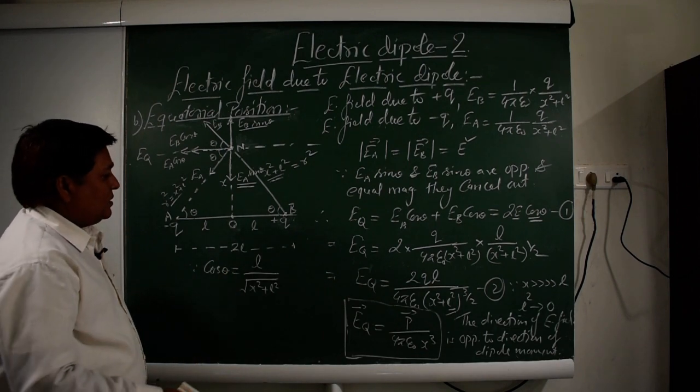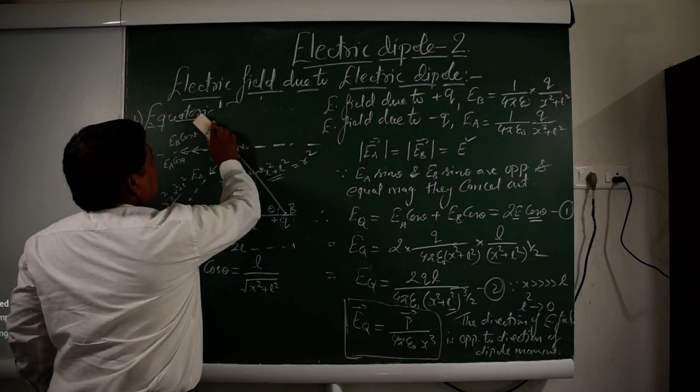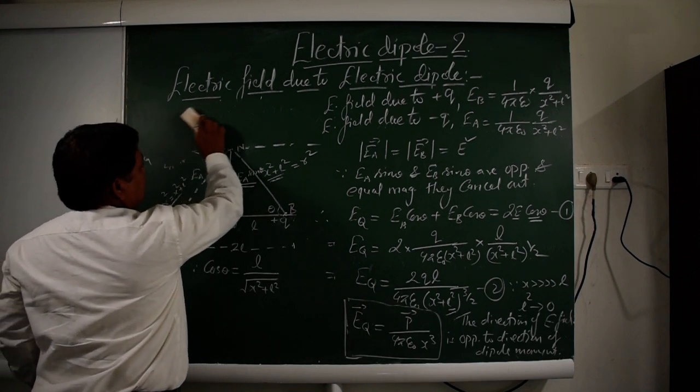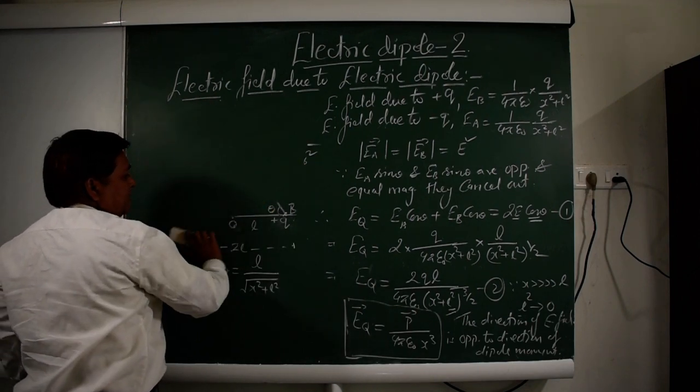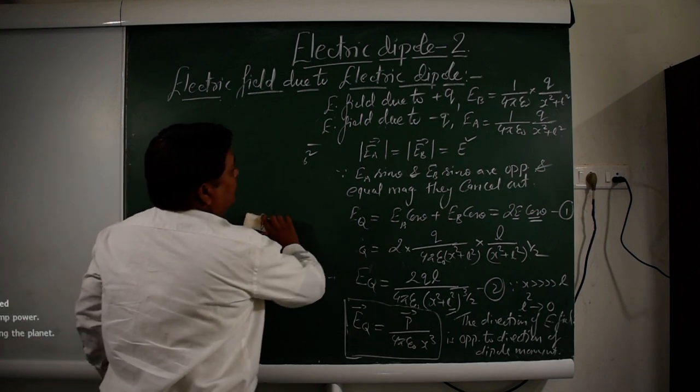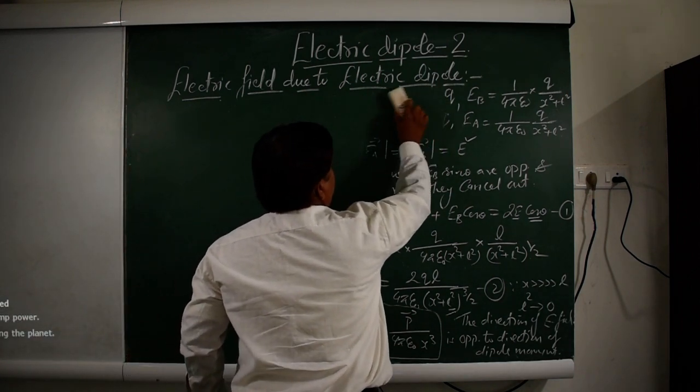So let us now try to find it out. We take the third position here, and the third position is the general position of the electric dipole. So let us continue now.